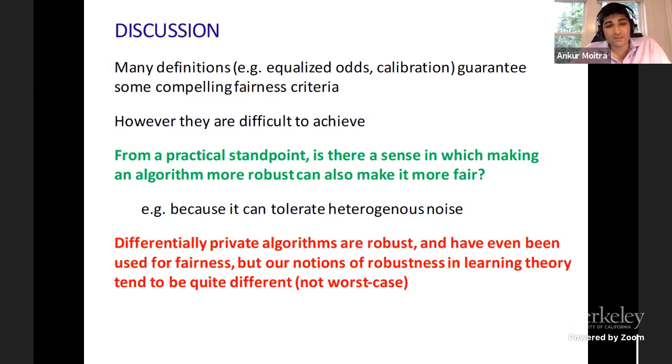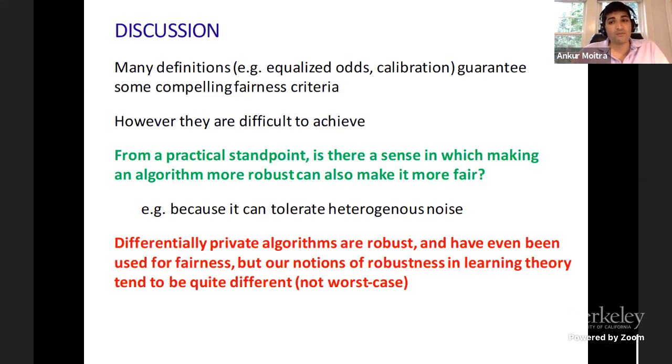And for those of you who know these kinds of things, just to tie this back in with some of the things that I talked about last time, you might be wondering how all of this fits in with differential privacy. Differential privacy algorithms are known to be robust, and they've even been used for fairness. But there's actually a difference in how these problems are set up in the context of learning theory and how they tend to be set up within the context of privacy. In the context of privacy, usually your notion of what it means for an algorithm to be differentially private or to be robust is that if you change a small number of examples, you shouldn't change the output of your classifier or statistical query too much.